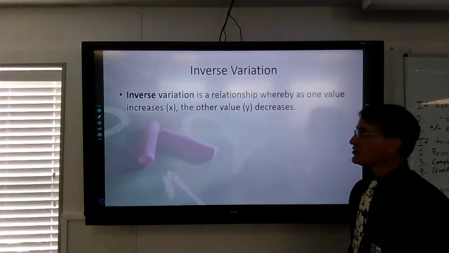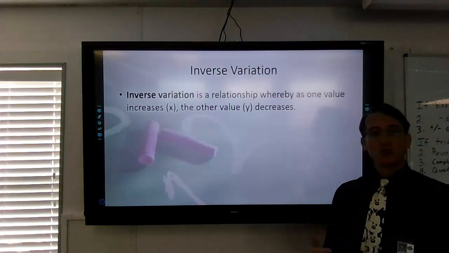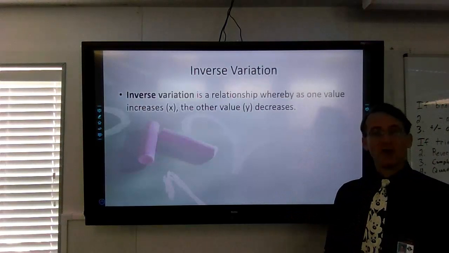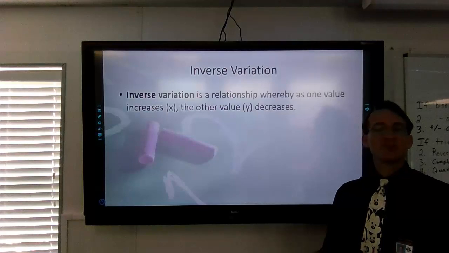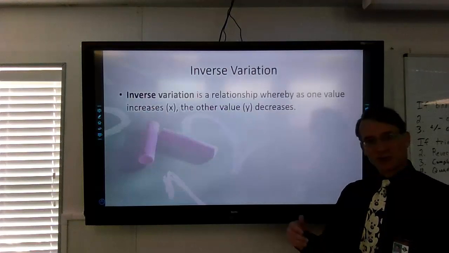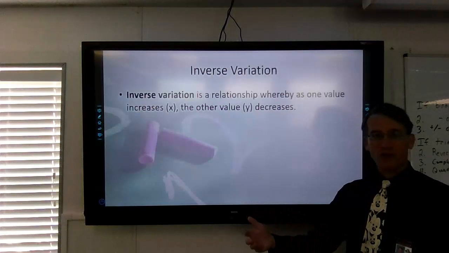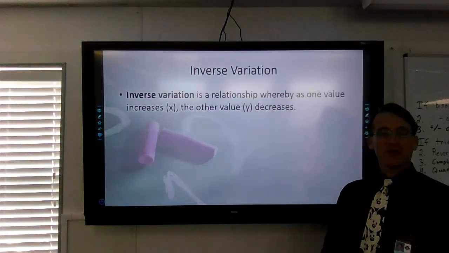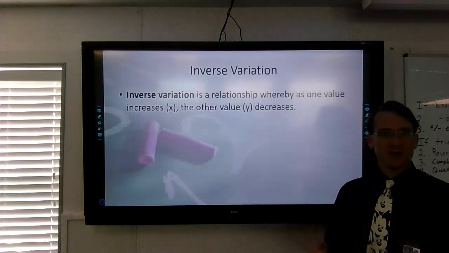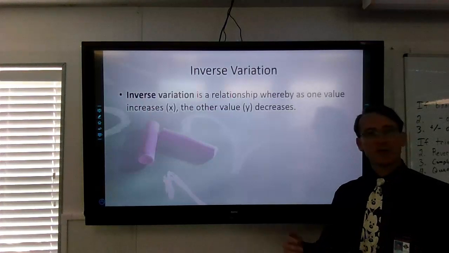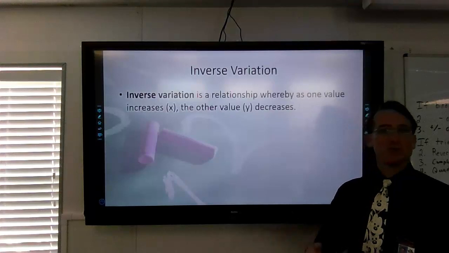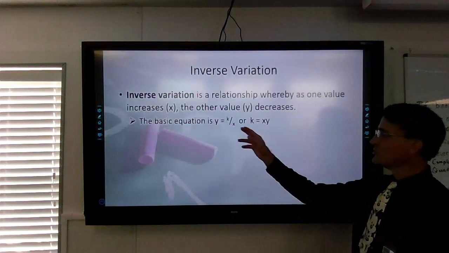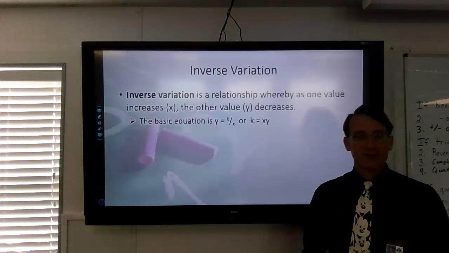Then inverse variation is the relationship whereby as one increases, the other variable is going to decrease in value. Good example of this was distance. If I'm traveling to a certain place and it's 100 miles away, I'm going to get there faster, which means less time, if I'm traveling at 50 miles an hour than if I'm traveling at 40 miles an hour. So as I increase my speed, the time it takes me to arrive goes down. That's inverse variation. The basic equation is y is equal to k over x.